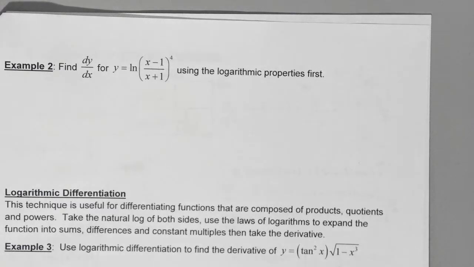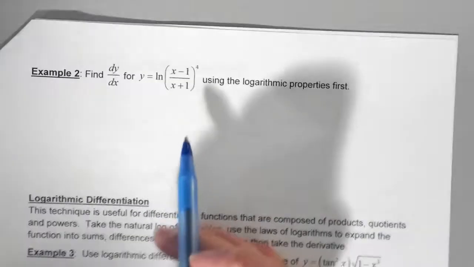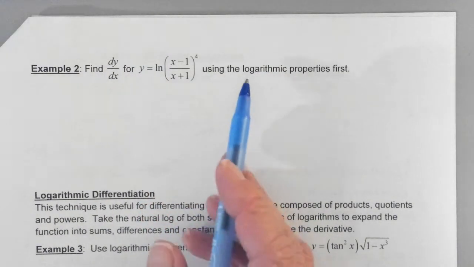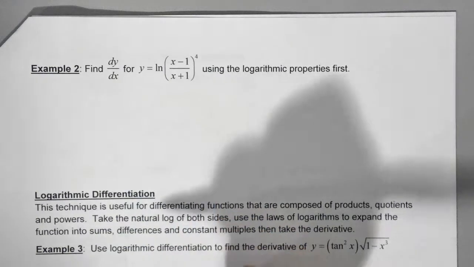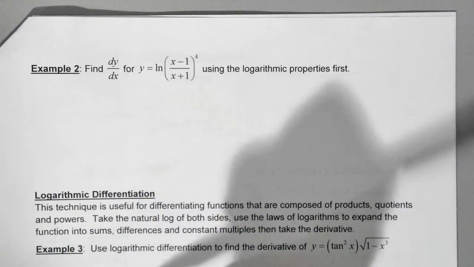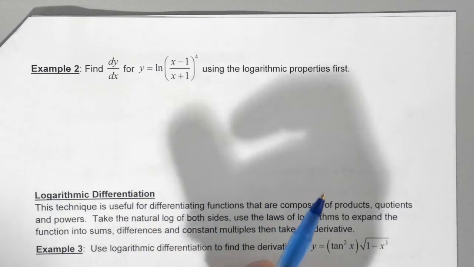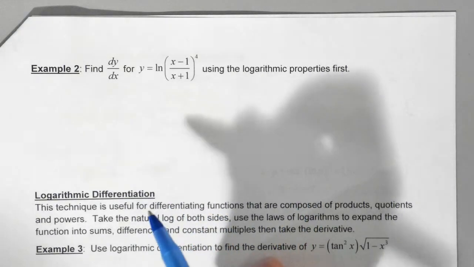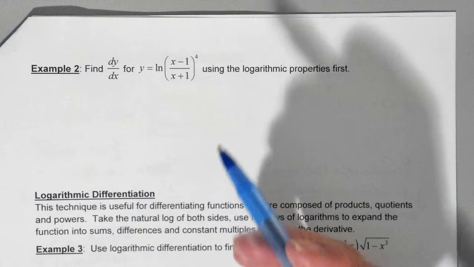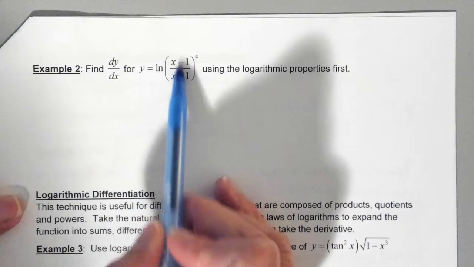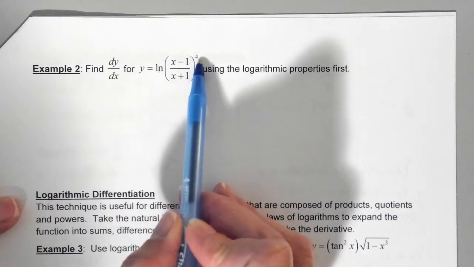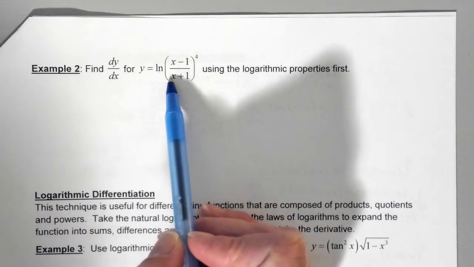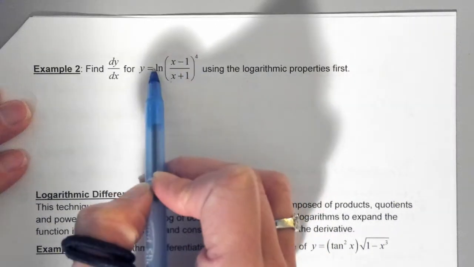So in example 2, we are asked to find the derivative, or dy dx, for this logarithmic problem, and this actually tells us to use our logarithmic properties first. Oftentimes you will not be told to use your properties. You kind of have to get used to recognizing that on your own. So in this case, you're taking the natural log of a quotient that has an exponent. So to simplify this, before I even start taking the derivative, I'm actually going to move this down in front.